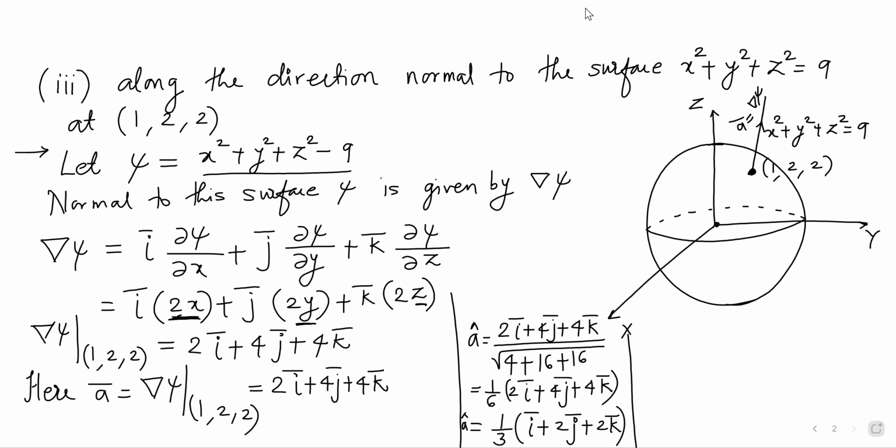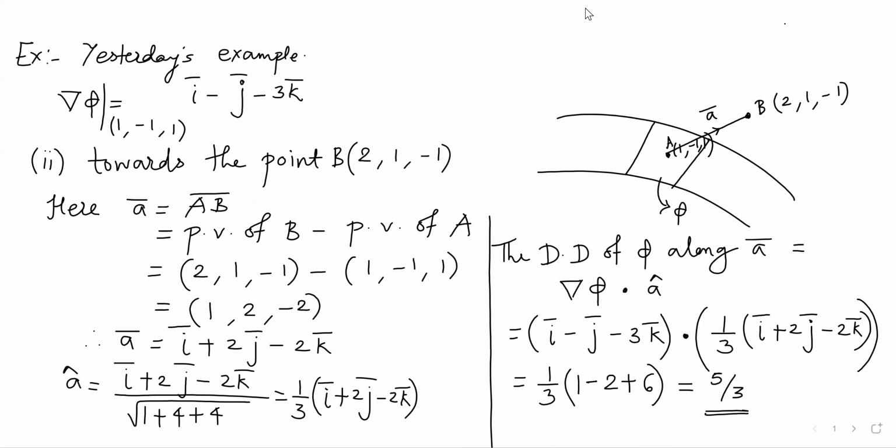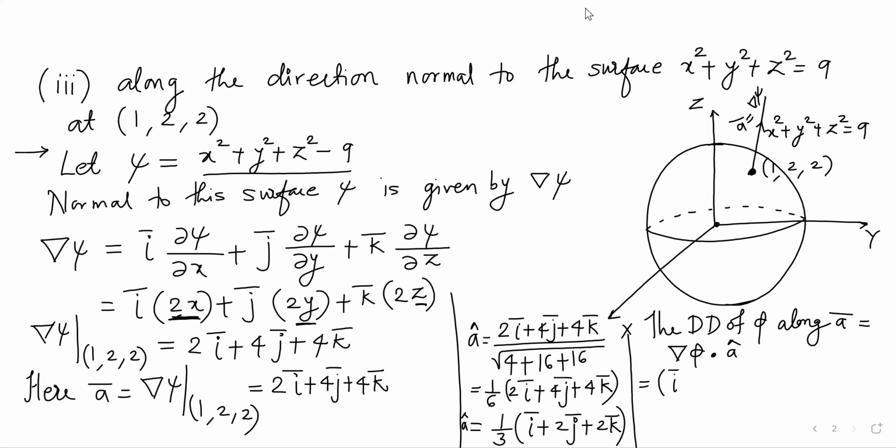Now once I get this a cap, what do I have to find? The directional derivative. The directional derivative of phi along this a bar is given by del phi dot a cap. What was del phi? Del phi is i bar minus j bar minus 3k bar. So it is i bar minus j bar minus 3k bar dot 1 by 3 times i bar plus 2j bar plus 2k bar.